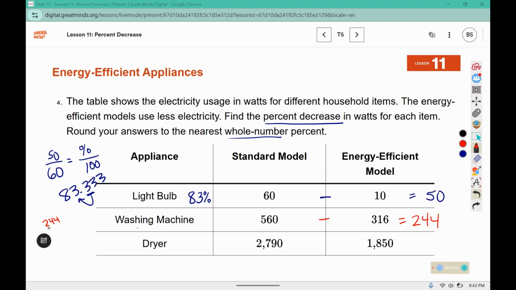That is our part. Our whole comes from the original. We'll cross multiply and then divide. 244 times 100 divided by 560 is about 43.57%. Since it's a 5, the number in front rounds up, moves from a 3 to a 4.